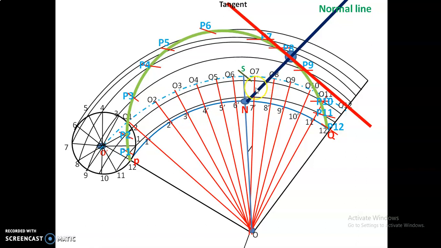After completion of drawing the epicycloid, we have to give the dimensioning. See, the length of this line is what? 75 mm. This is the radius of the base circle, and the diameter of the rolling circle is what? 40. Okay, so this is the final answer.